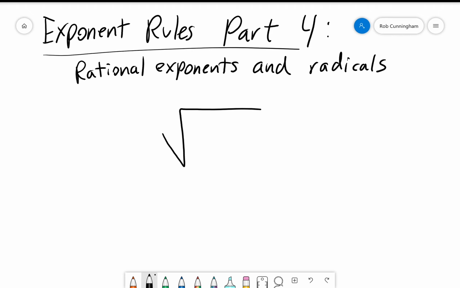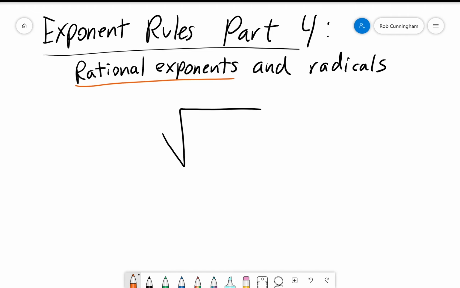This is a radical. Now, I know you may have heard of it as a square root, and in this case, it does represent a square root, but the actual symbol itself is called a radical. Now, a radical is just a shorthand for what's called a rational exponent.